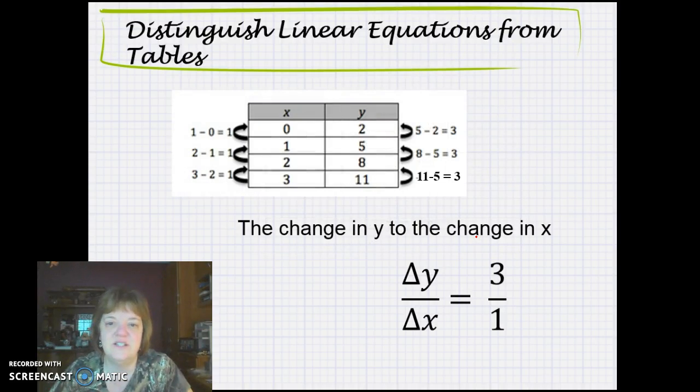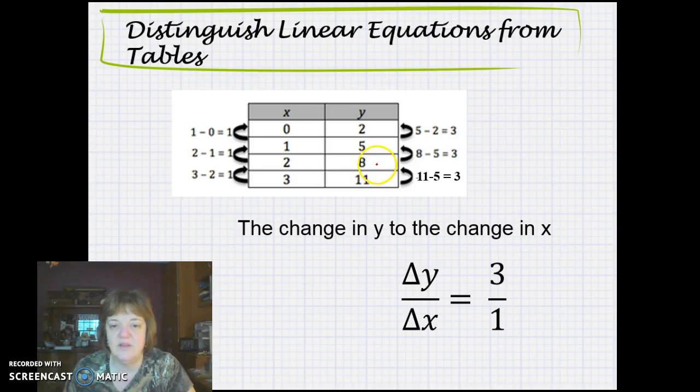Now, how do you distinguish them in a table for sure? Here's how we do it. We figure out the changing. How is it changing? Start at the bottom. We take the 3 and we subtract the 2, and we get 1. 2 subtract the 1, we get another one. 1 subtract the 0, we get another one. On the other side, we do the same thing.